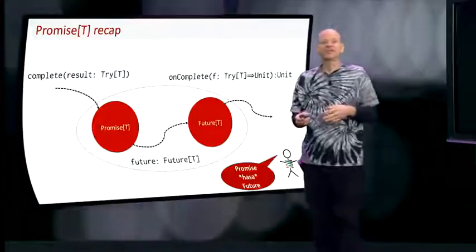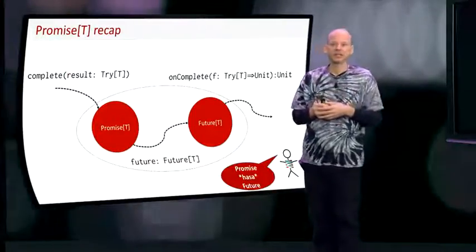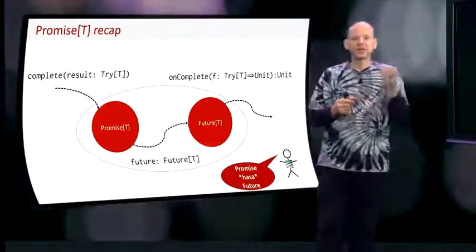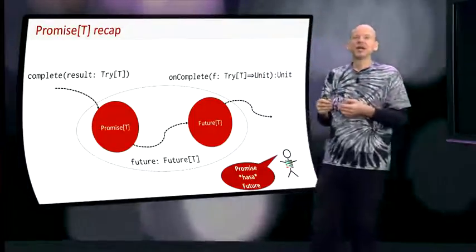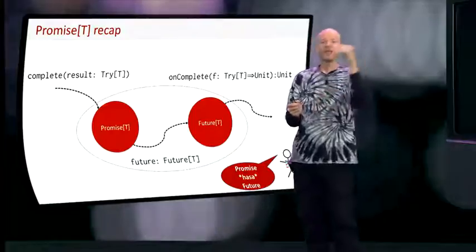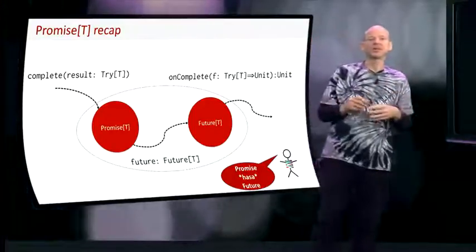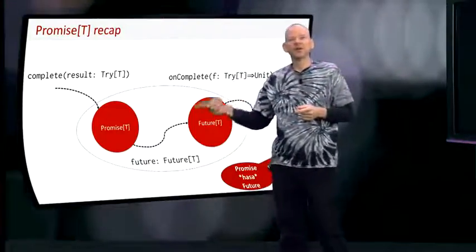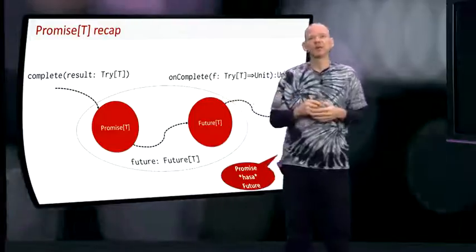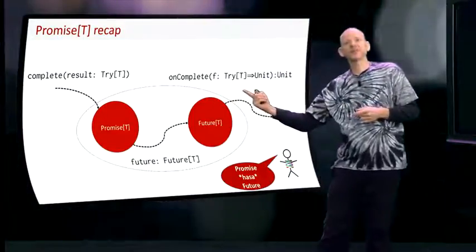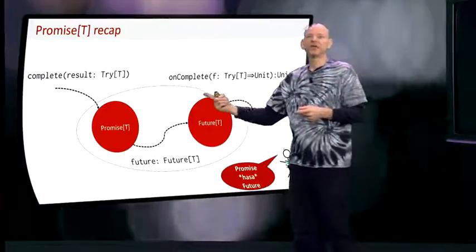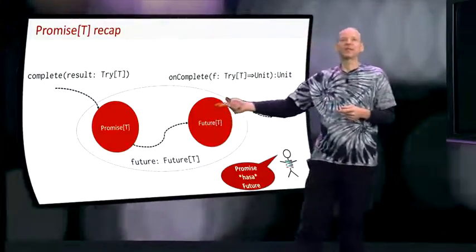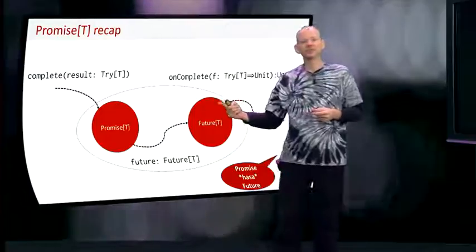In Rx, we did that slightly differently. So here's the promise recap. We have a promise. You can get the future of the promise, and then you can complete the promise, and you can listen on the future with onComplete, passing a callback from Try[T] to Unit. All right? So you could say a promise has a future.